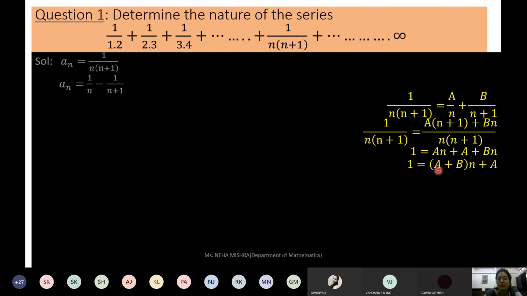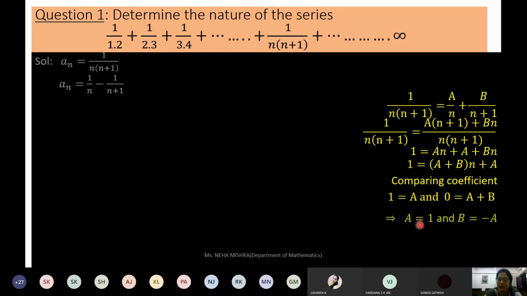Okay. So now left hand side, there's no n. So on comparing the coefficient, we can say that A plus B is equal to 0 and A is equal to 1. Now, A plus B is equal to 0 means A is equal to minus B. So you'll get A as 1, B as minus A. Now, if you substitute the value of A here, you will get A as 1 and B as minus 1.